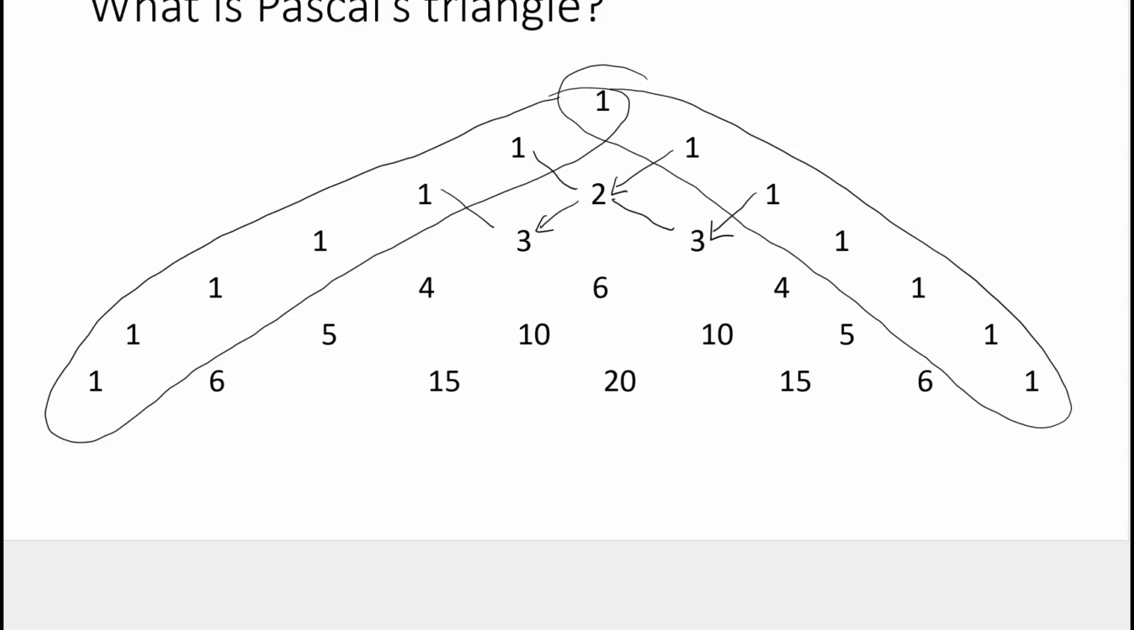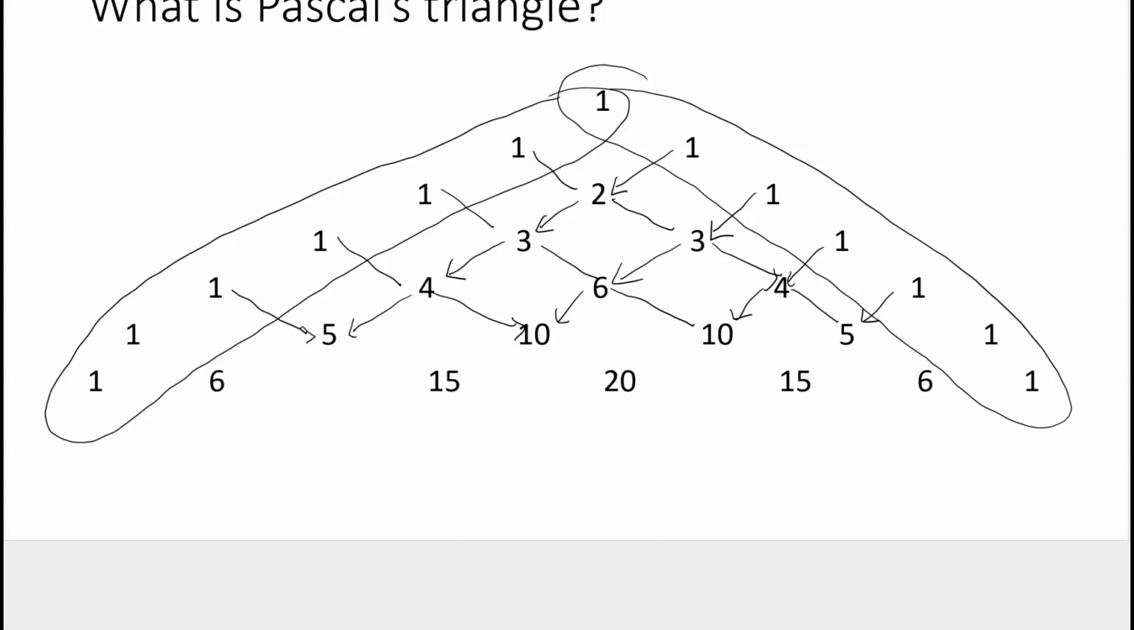On the next line, 1 plus 3 gives us 4. 3 plus 3 gives us 6. 3 plus 1 gives us 4. Next line, 1 plus 4 gives us 5. 4 plus 6 gives us 10. 6 plus 4 gives us 10. 4 plus 1 gives us 5.